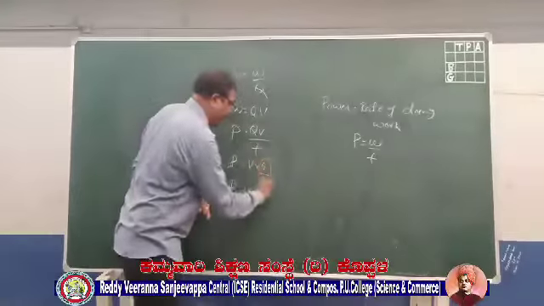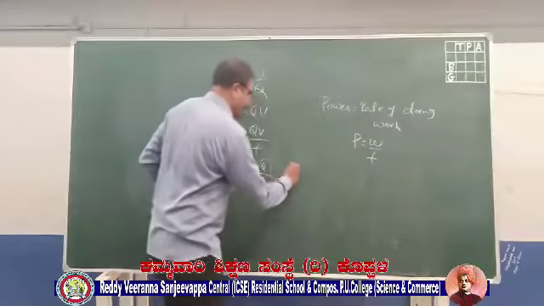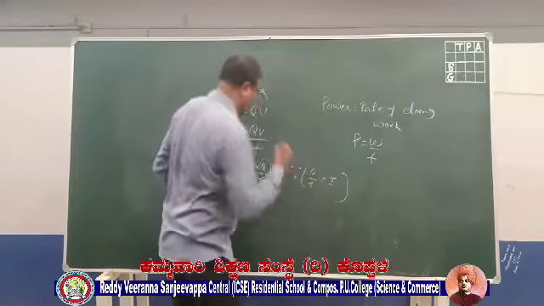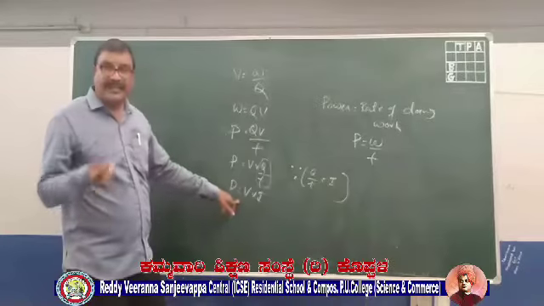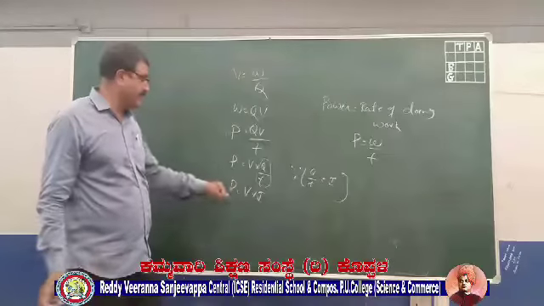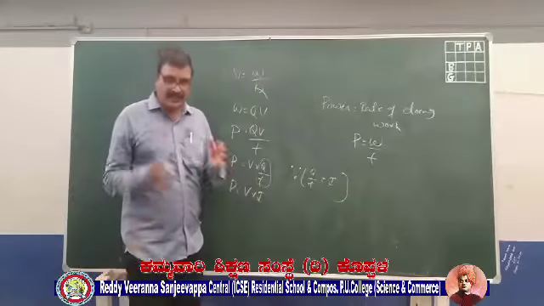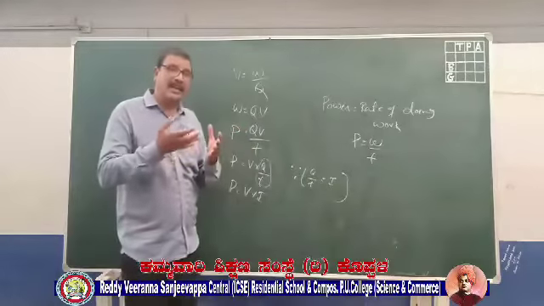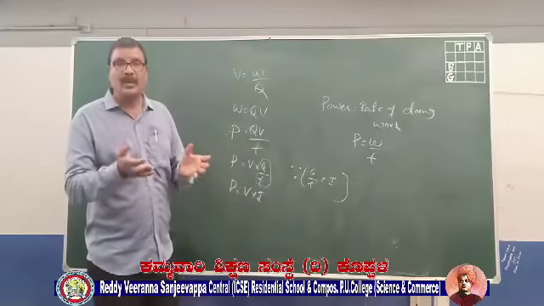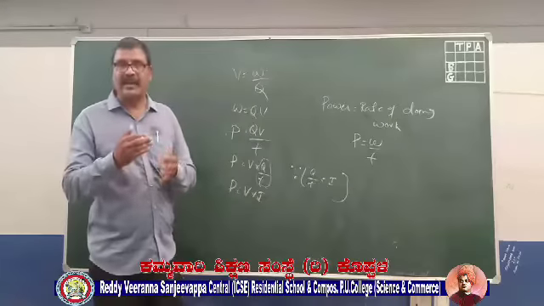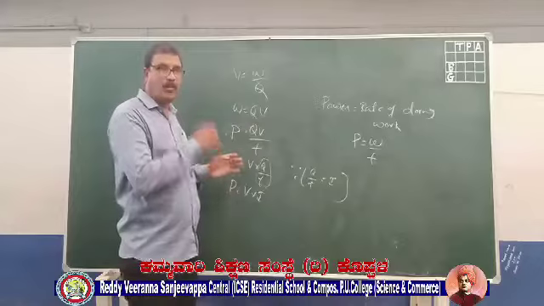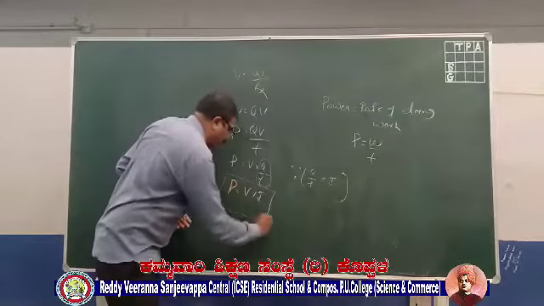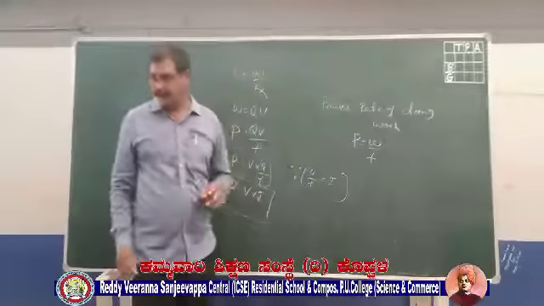So what is this Q by T? Q by T is nothing but I, because Q by T is equal to I. Therefore, the power, the rate at which work is done, is nothing but P is equal to V into I. So this is the energy dissipated. We are talking about the energy dissipated due to the flow of current in a conductor. Now let me explain why or how this energy gets dissipated. But before that, please remember this formula: P is equal to V into I.